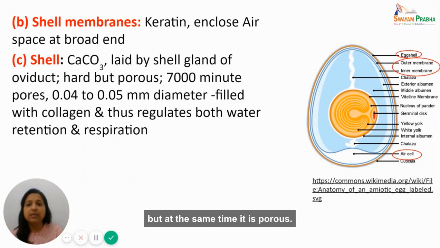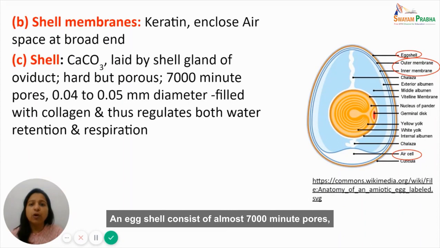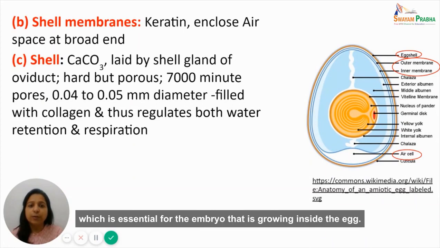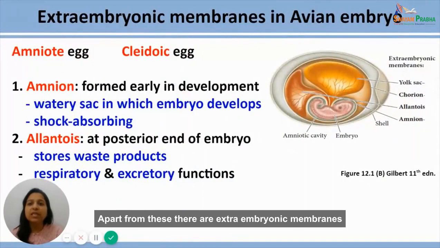An eggshell consists of almost 7,000 minute pores, each of which is around 0.04 to 0.05 mm in diameter. They are filled with collagen and thus they help in regulating both water retention as well as respiration, which is essential for the embryo that is growing inside the egg. Apart from these, there are extra embryonic membranes present in the avian embryo.